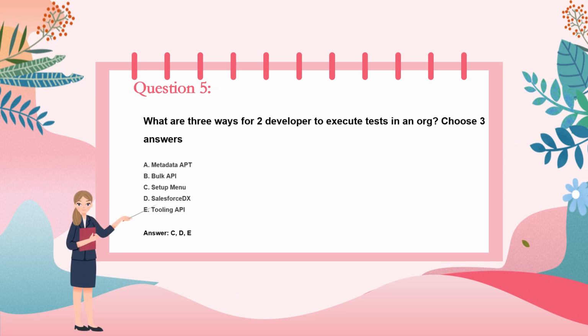Question 5. What are three ways for two developers to execute tests in an org? Choose three answers. A. Metadata API. B. Bulk API. C. Setup menu. D. Salesforce DX. E. Tooling API. Answer. C, D, E.